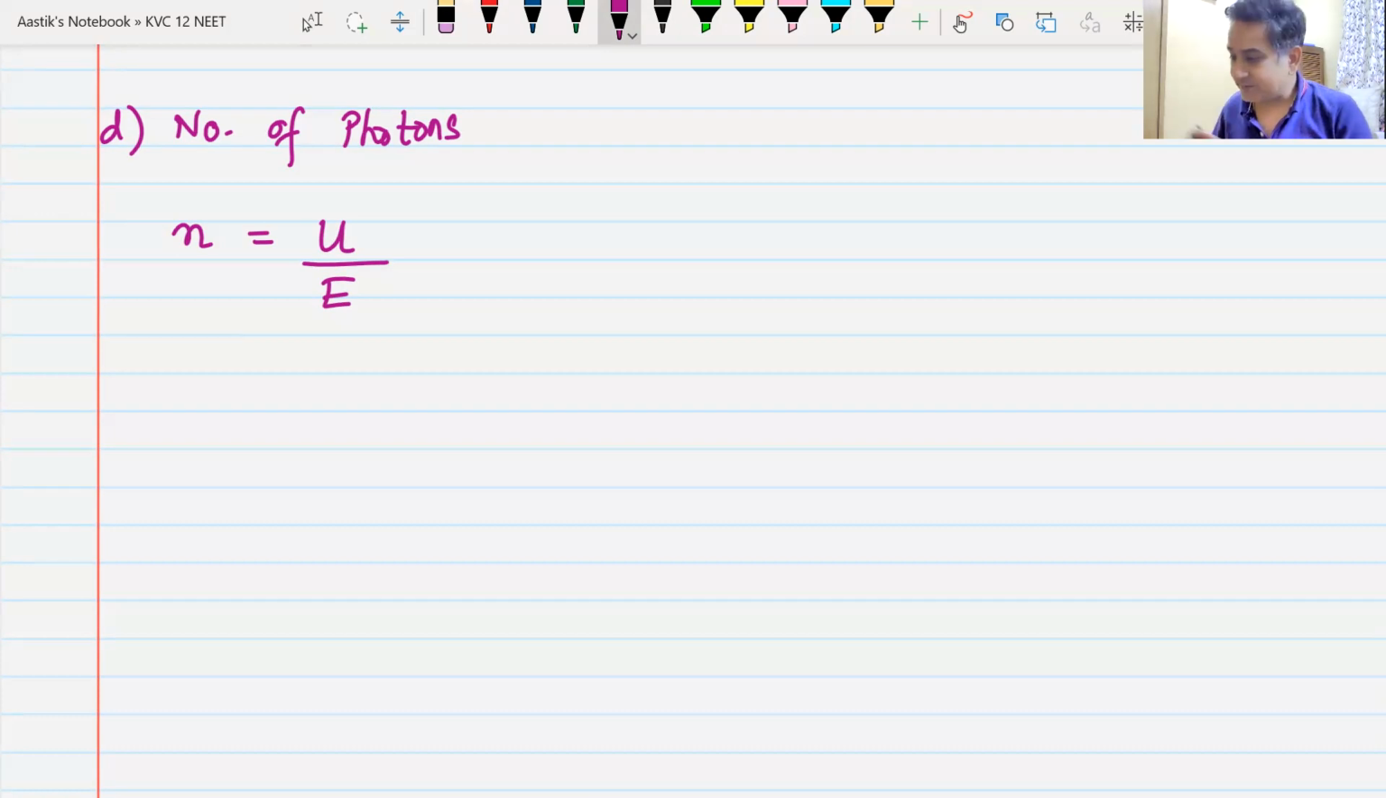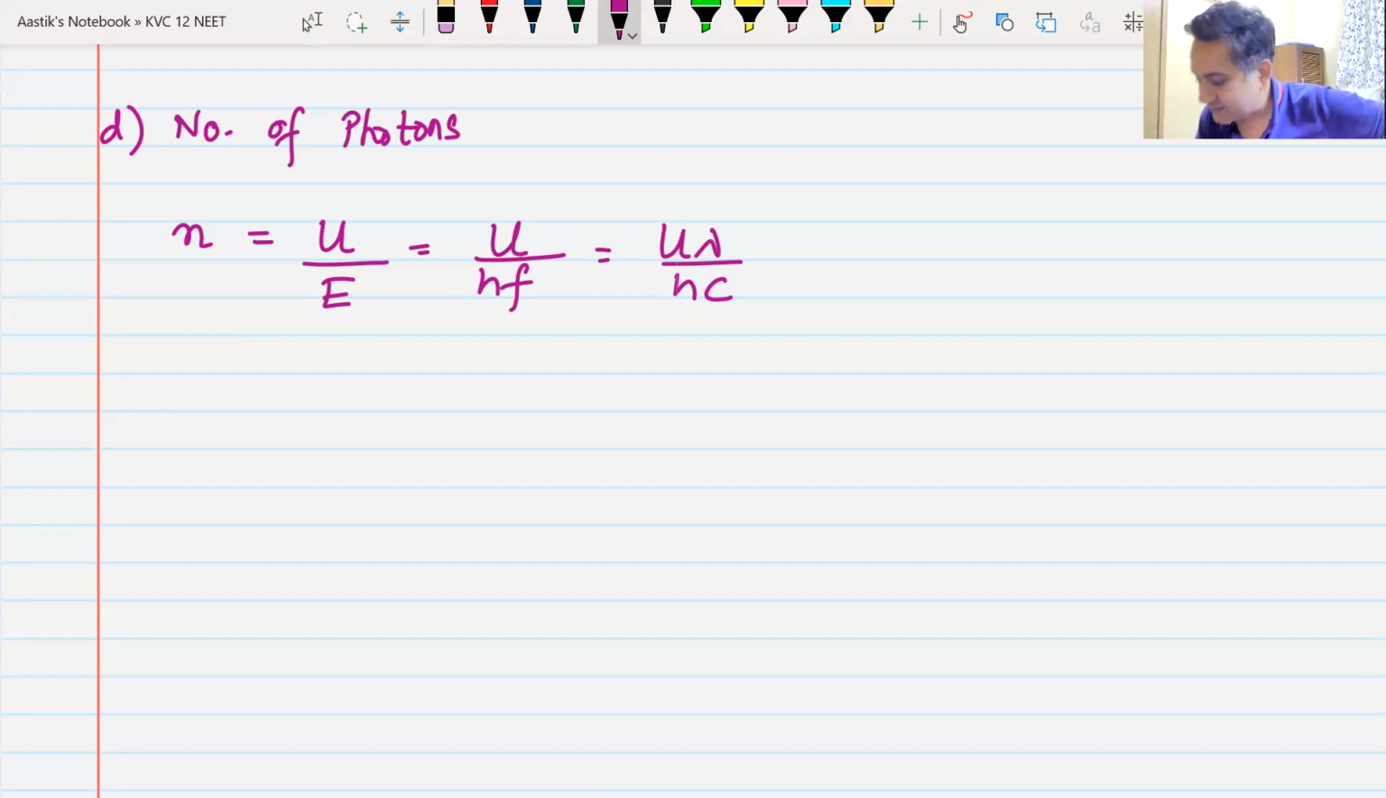Do we understand this? Yes, sir. So I can write it as total energy U divided by hf, or I can write it as total energy multiplied by lambda divided by hc. I have substituted f as c by lambda. Do we understand this? Yes, sir.